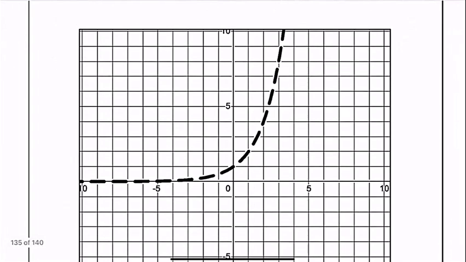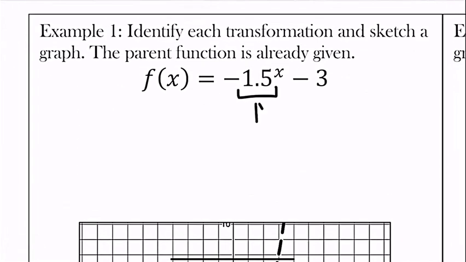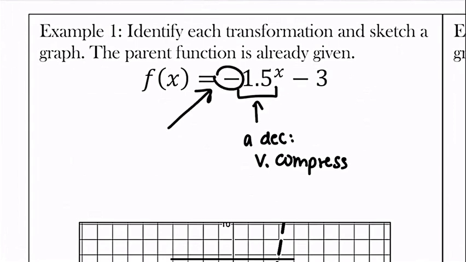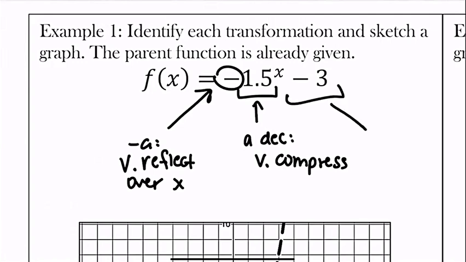So the parent function is 2 to the power of x. This is smaller than 2, so a decrease. And that's called a vertical compress. So it's going to be kind of hard to see on the graph. I'm just going to tell you that's there. And then here we have negative a. That means we're going to have a vertical reflection over the x-axis. And then here, this is our k. And then remember, k is actually our horizontal asymptote. So we're going to have a horizontal asymptote of negative 3.